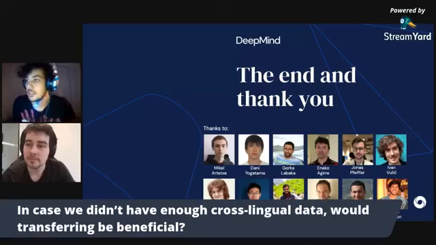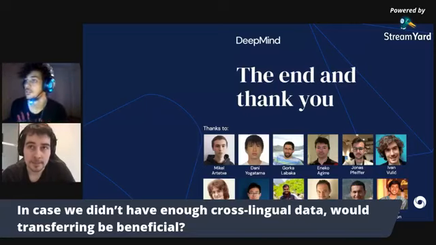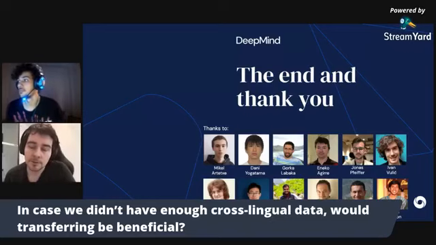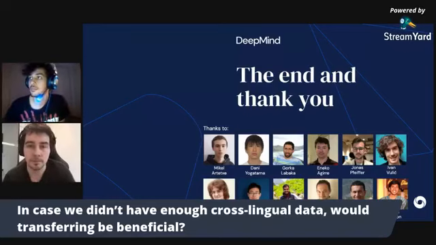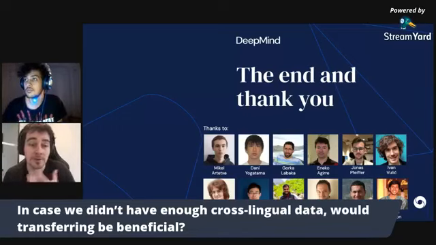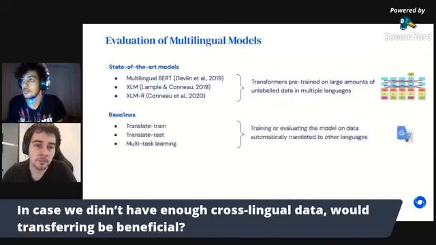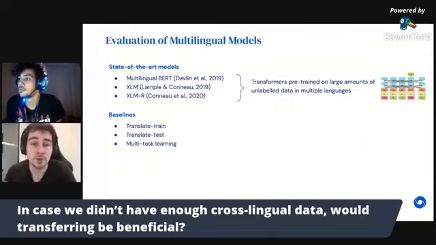It says, in case we didn't have enough cross-lingual data, would transfer be beneficial? Yes. So in case you don't have enough cross-lingual data, meaning here, I assume, parallel data, like sentence-level translation data or word translation dictionaries, you can still apply these methods quite effectively in practice. In fact, most of the state-of-the-art methods that we looked at here actually do not learn from any cross-lingual data at all.